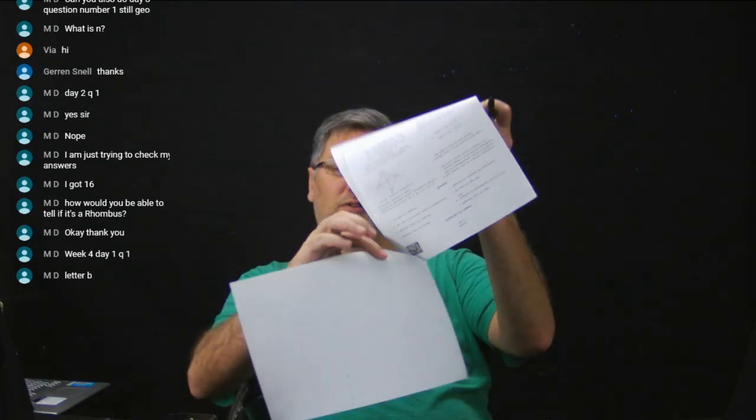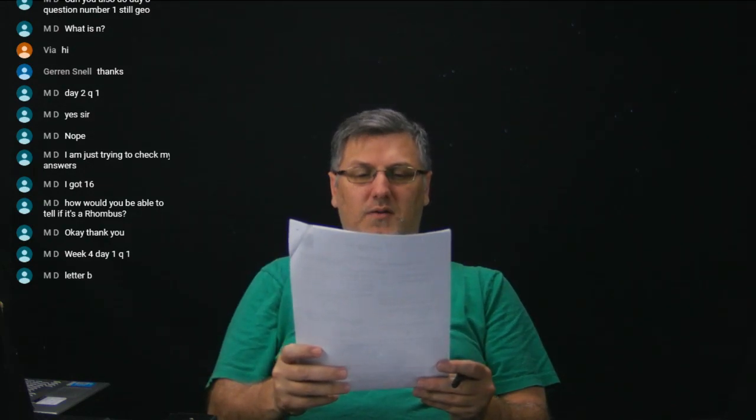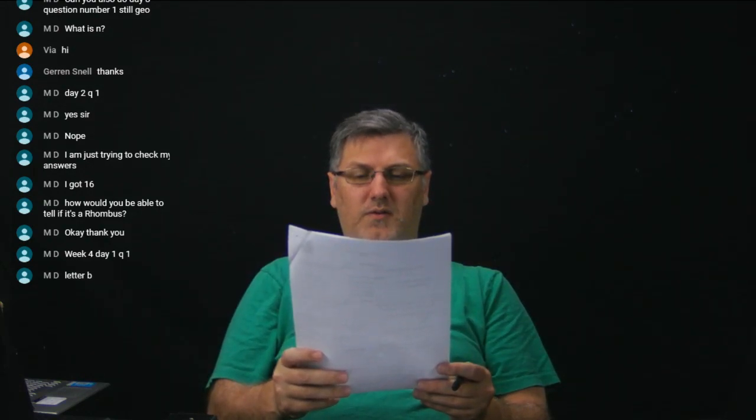Week 4, day 1, question 1, letter B. See if it's a rhombus. Believe it or not, that is a lot like what we just did. Do the distance formula 4 times. If you get the same answer for all the distances, it's a rhombus.